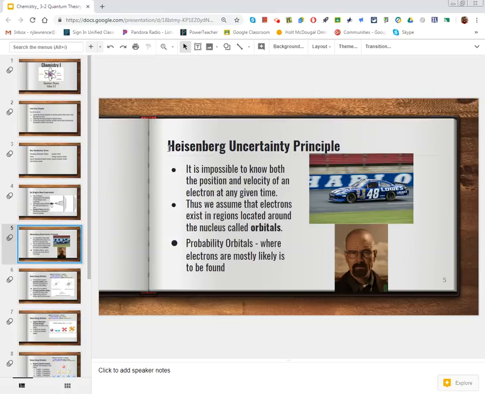That in the electron, we know where we can find it. We can even track its ability to travel, but we can't know both the position and the velocity at the exact same time.